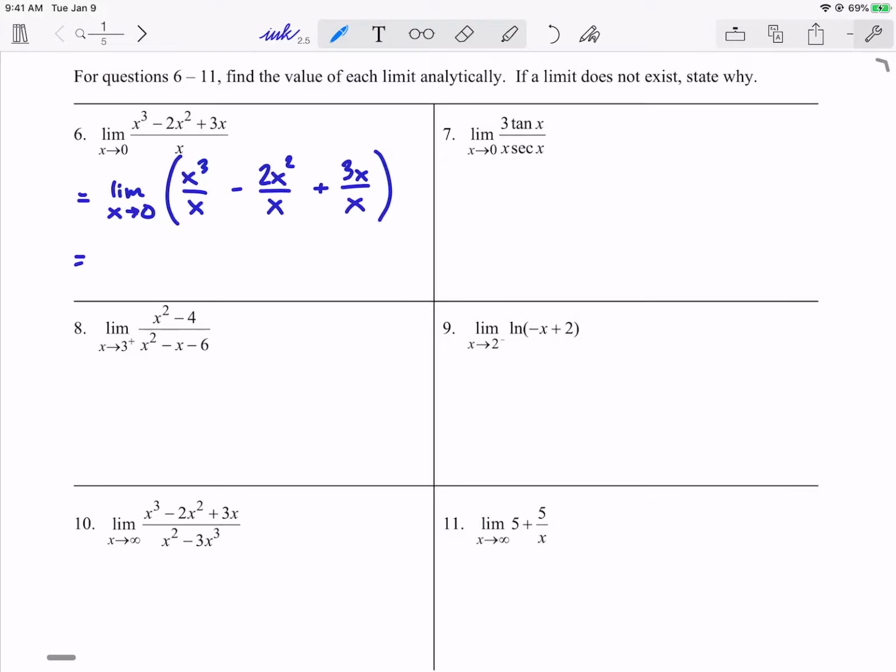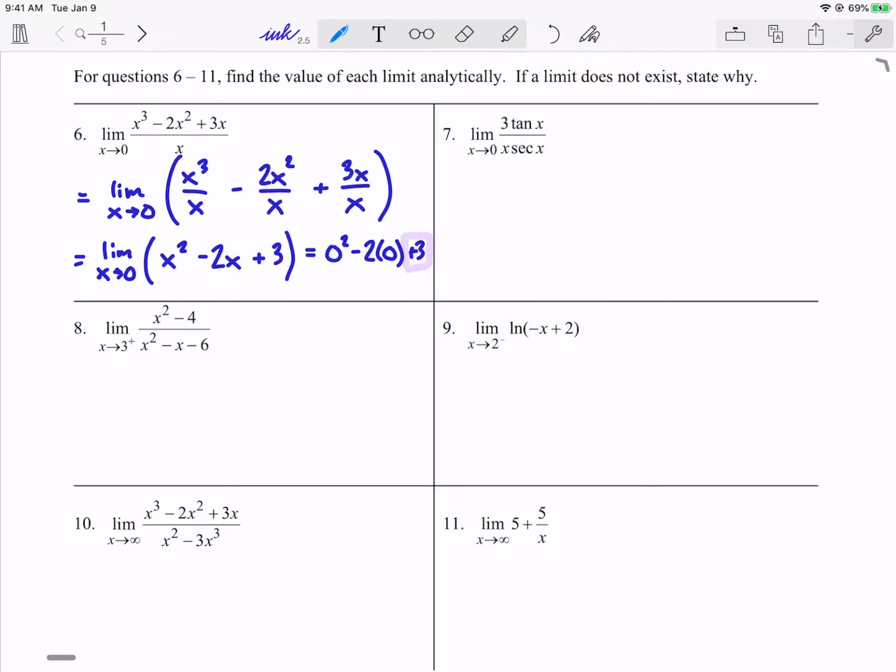And then that simplifies to the limit as x goes to 0 of x squared minus 2x plus 3, which is exactly what would be left in my numerator if I factored out an x. So it's the same end result. And now I plug in 0, and I get 0 squared minus 2 times 0 plus 3. So ultimately I just get 3 as my answer.